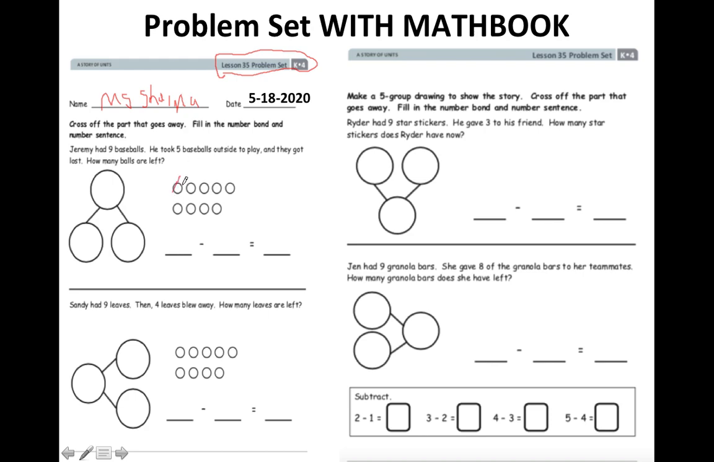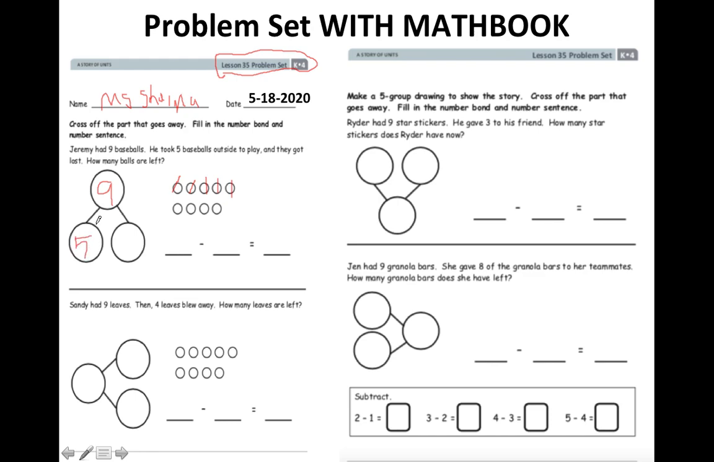I have 1, 2, 3, 4, and 5. So altogether, Jeremy had 9 baseballs. So I'm going to put 9 in my number bond because that's altogether. That's my whole. And he lost 5 of the balls. So I'm going to put 5 as one of the parts.